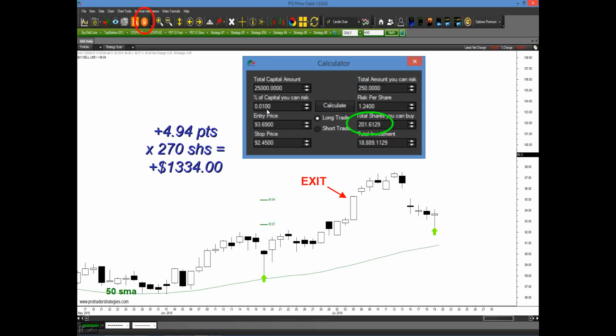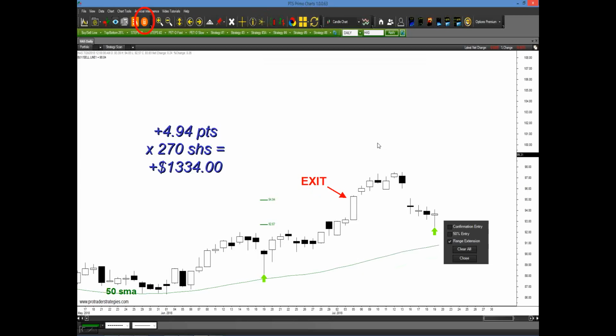We have to go lower. So let's go down to 1%. Once we do that, we have our stop and entry at the same exact places, but our share size goes down to 201 now, okay? So you can round that off to 200. You can round it off to 205 if you like, because you have plenty of room left over. You're only using $18,000, $19,000. So once we know how many shares to buy, we simply double click on the green arrow and we click on range extensions. Here's level 1 and here's level 2.